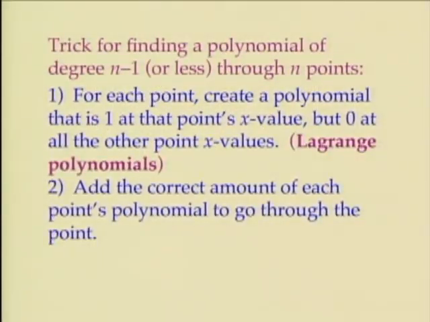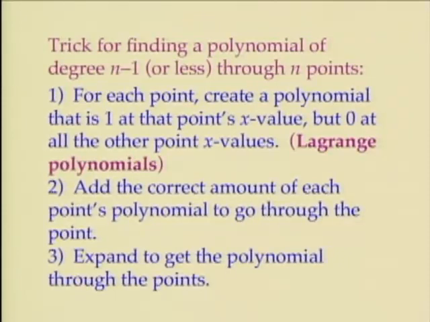And then once you have these, we'll take the right amount of each one of them, and the right amount is just whatever that y coordinate is for the point, so that we go through each of the points. Then we expand the polynomial, multiply, collect like terms, and so forth, and that gives us the answer. So let's start off easy with 2 points, and I'll show you how this works.